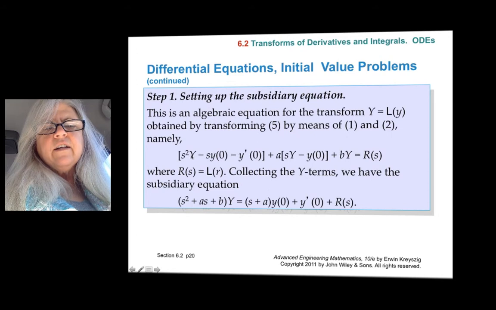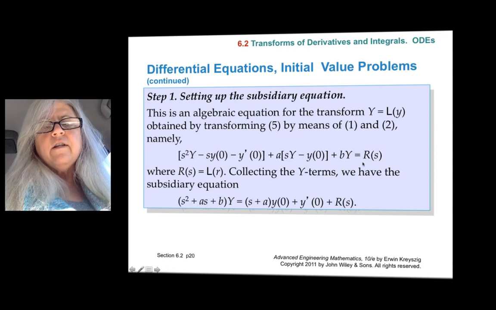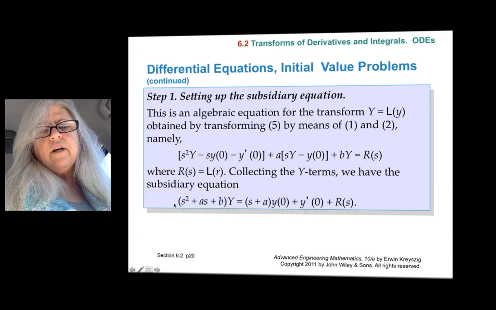So now we collect like terms, meaning basically we're trying to solve our differential equation. So we're going to collect Y. Keep in mind here, y of 0 and y prime of 0 are constants that are given. R of s is a given function. So what's unknown here is Y of s. That's what we're solving for. If you collect like terms in Y and move everything else to the other side of the equal sign, you get this equation right here. And then we can isolate Y by dividing both sides by this polynomial.